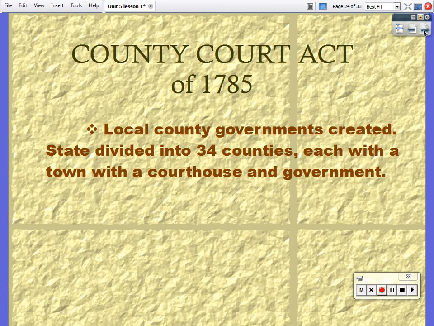First of all, the County Court Act of 1785. Local county governments were created. The state was divided into 34 counties as compared to 7 districts. Each county had a town. It's called a county seat. Each county seat was given a courthouse and set up with local government. So, much better local government.